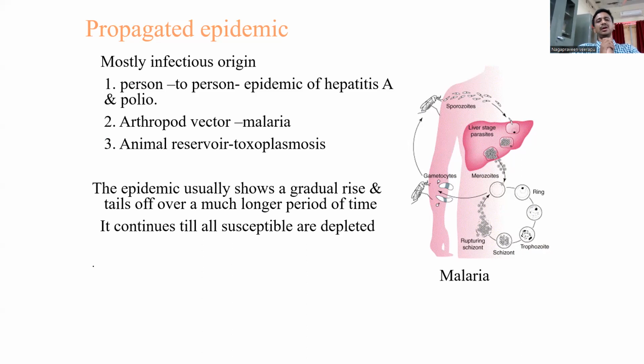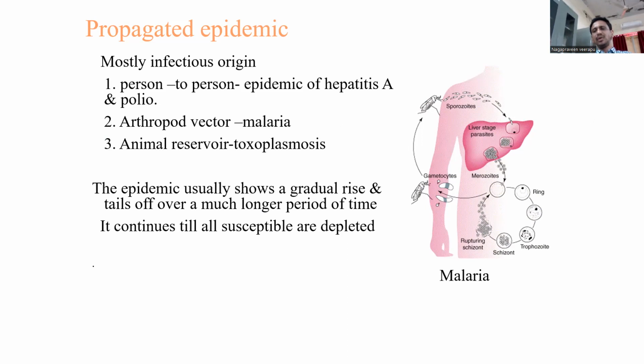Through an arthropod-borne vector, malaria gets transmitted from one person to another. With animal reservoirs, as in toxoplasma, it also gets propagated from one person to another. This type of epidemic, going from person to person through a vehicle in between, like an arthropod acting as a vehicle for transmission, is also propagated. Sometimes the reservoir has the disease. The epidemic usually shows a gradual rise and tails off over a much longer period of time. It continues till all susceptible individuals are depleted.